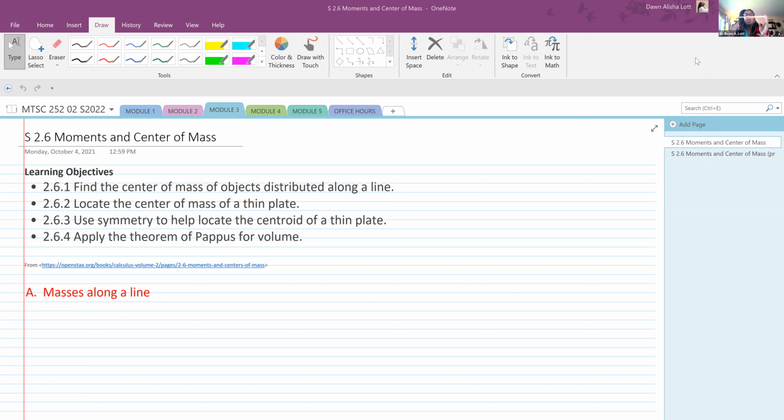However, if your friend weighed a lot more than you, or you weighed a lot more than your friend, and you both sat in the same spot, it's going to be like this, and your seesaw experience is not going to be as wonderful. So the point is to try to figure out where the center of mass is based on the number of masses that may be along a particular line. That's what we're going to look at, and then we're going to go into center of mass for other things. Okay, so moments and center of mass, here we go.